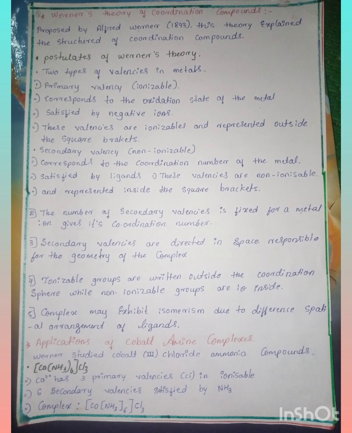The number of secondary valencies is fixed for the metal atom or ion and gives its coordination number. Secondary valencies are directed in space and are responsible for the geometry of the complexes. Ionizable groups are written outside the coordination sphere, while non-ionizable groups are written inside. Complexes may exhibit isomerism due to the different spatial arrangement of the ligands.